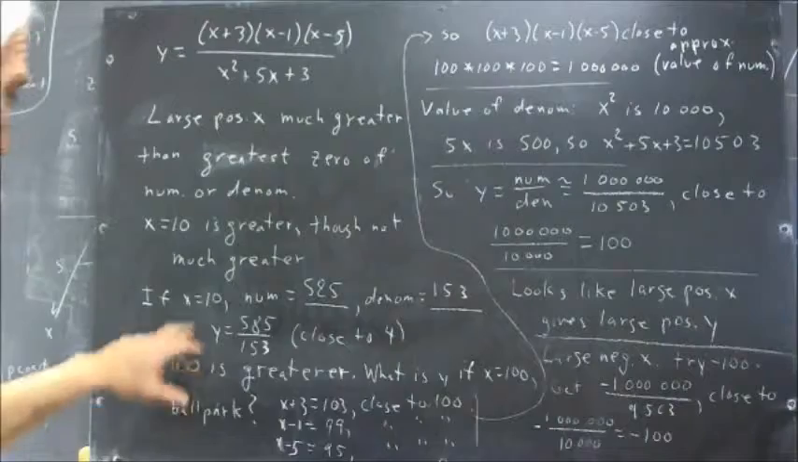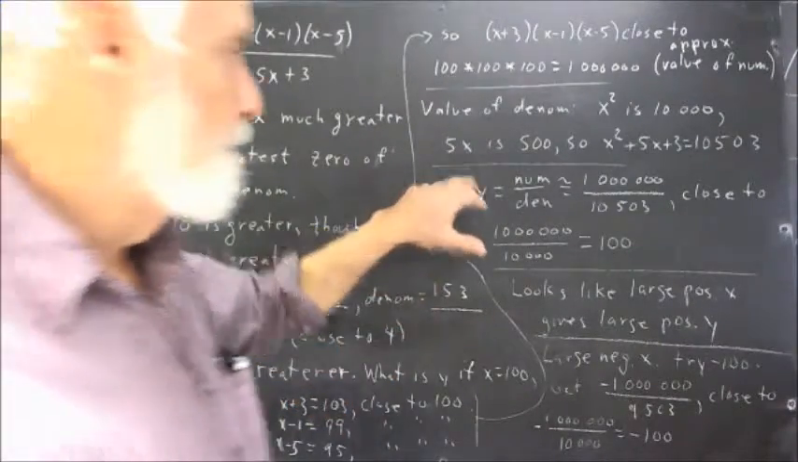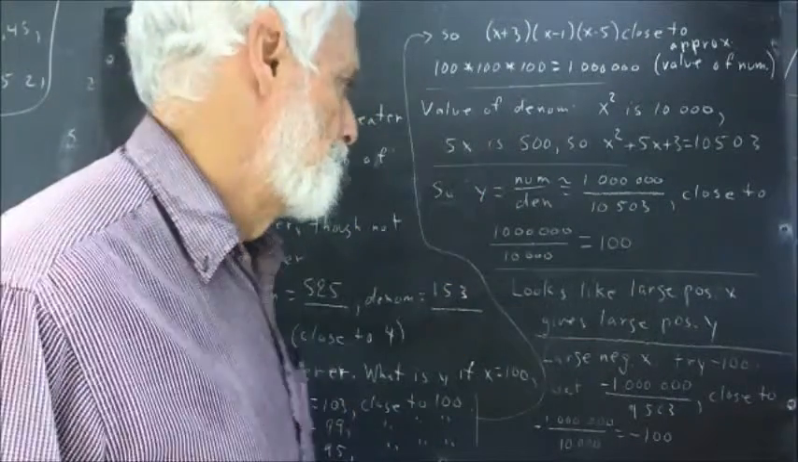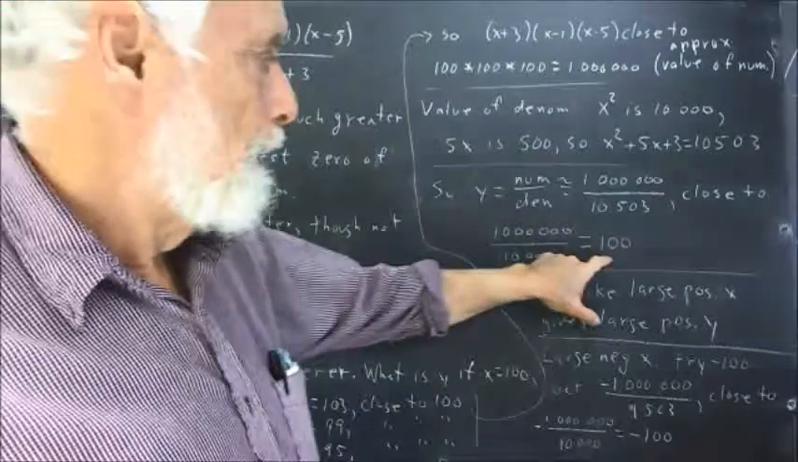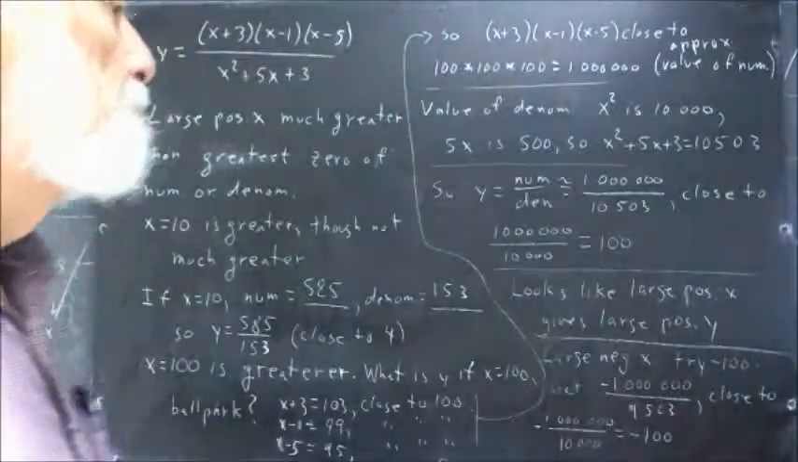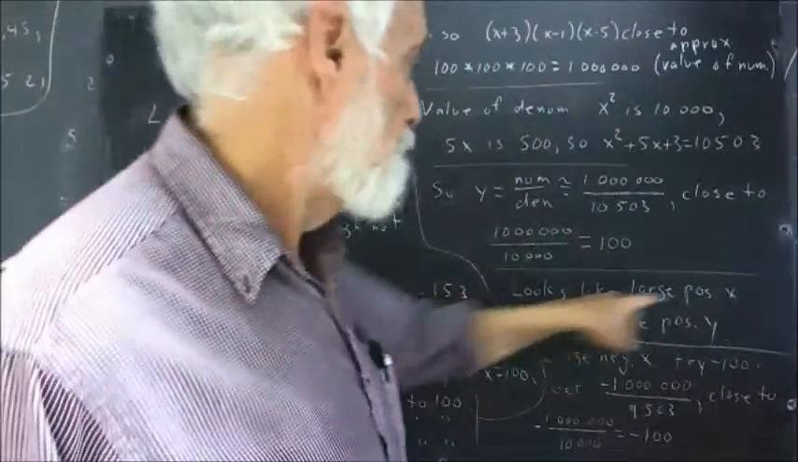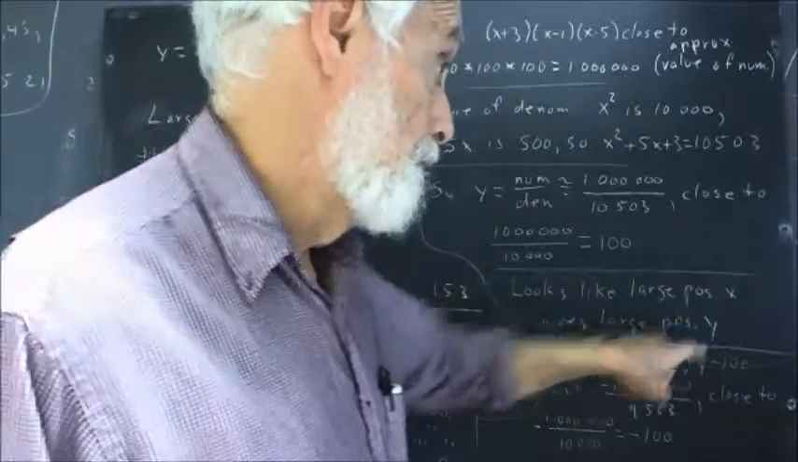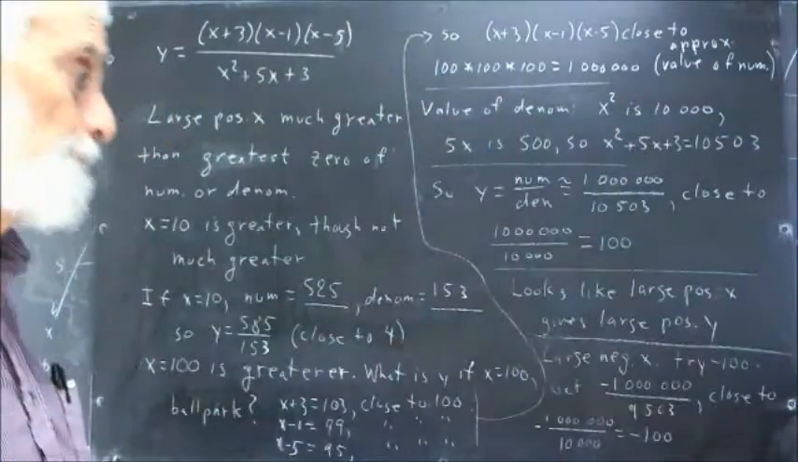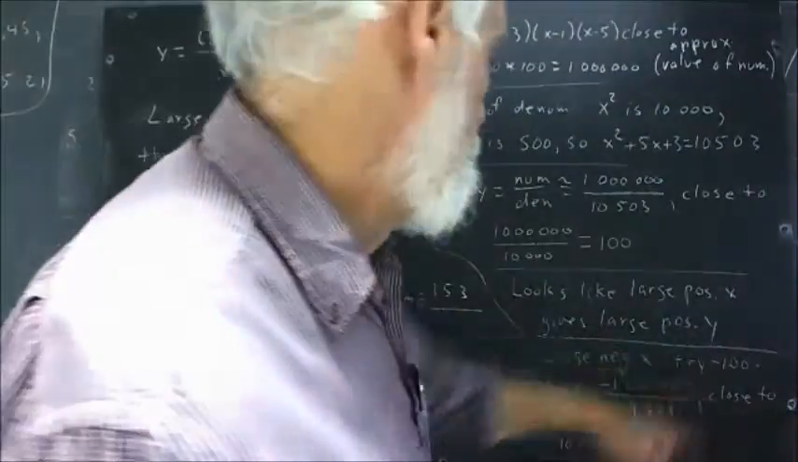Now, when x is 10, y is about 4. When x is 100, y is about 100. So we get the idea that y is getting big. It looks like large positive x is going to give us a large positive value of y. Now what about a large negative value of x?